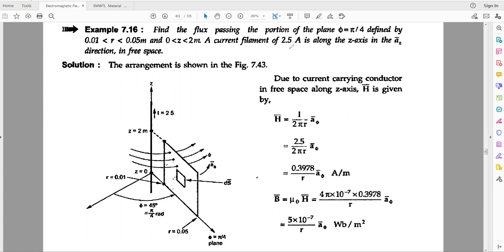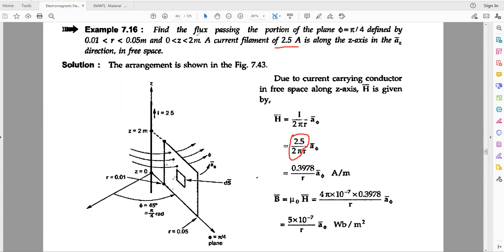What is the current given? The current filament is 2.5 amperes. So H bar is 2.5 by 2 pi R into A phi bar, and we can simplify this function. 2.5 by 2 pi will give 0.39 by R.